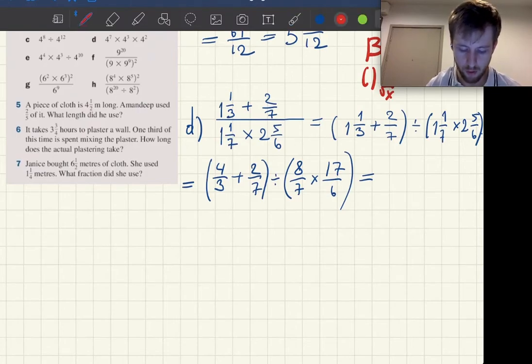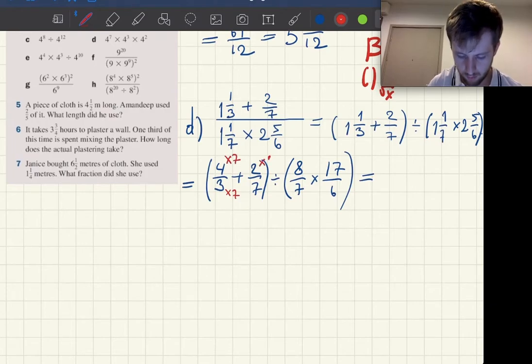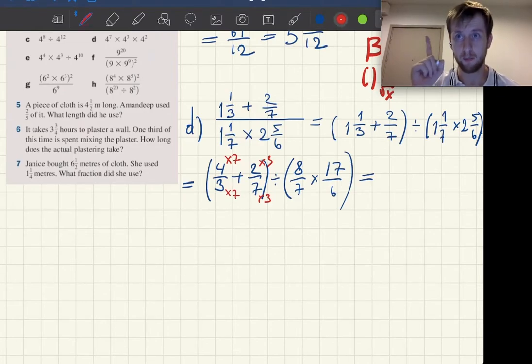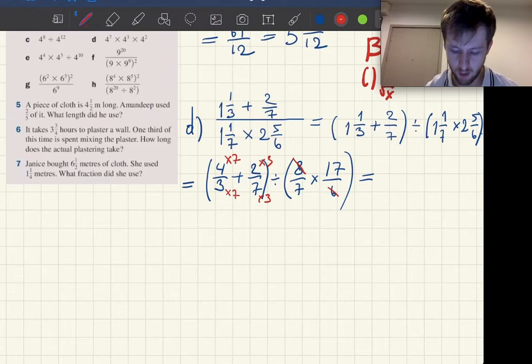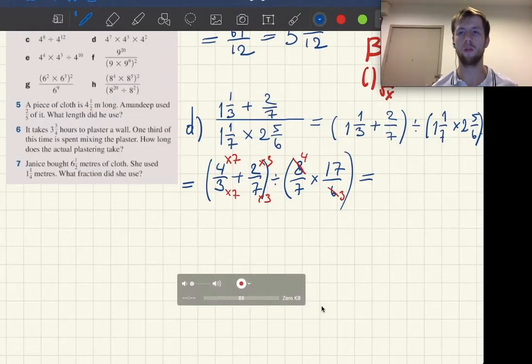Okay, so let's do it. We have to find the common denominator. So it's times 7, times 7, times 3, times 3. And here we just have to multiply them. We can actually cancel them a little bit, like this. So this and this, we can divide by 2. And then it becomes 3 and 4, like this. So let's do this.